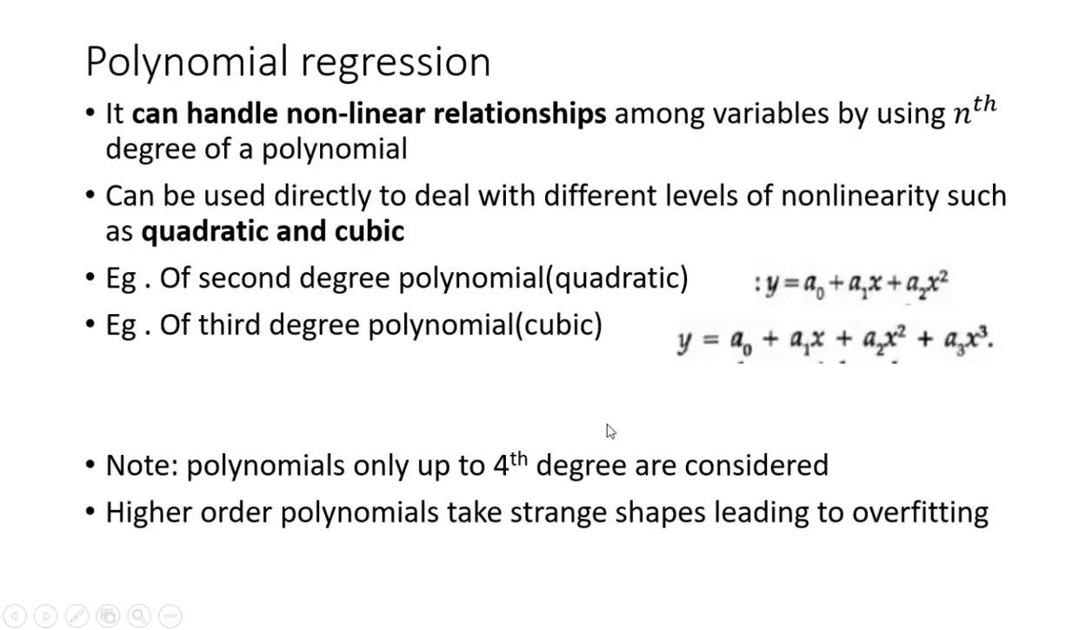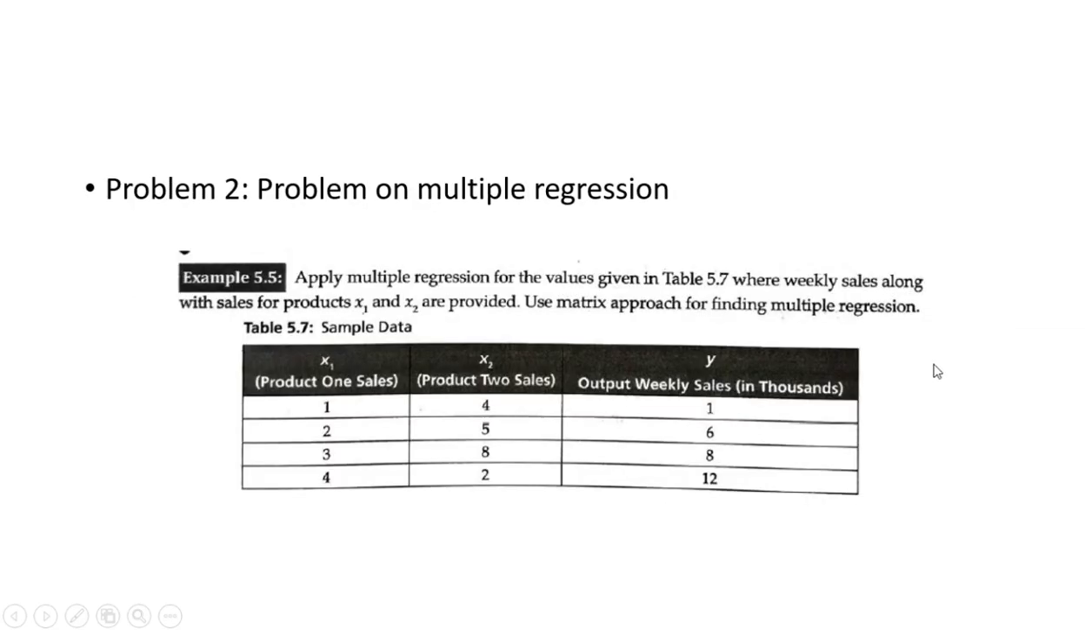What you have to note here is that when you are applying polynomial regression, it's good only if you go up to 4th degree. Polynomials of degrees more than 4 will have a lot of strange shapes between the dependent variable and the independent variable, and it can lead to overfitting issues. So when you are working on polynomial regression models, quadratic, cubic, or up to 4th degree polynomial is best suited. So let's do a problem on multiple regression. This is the given question.